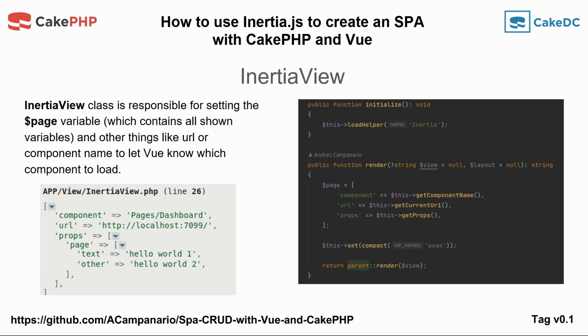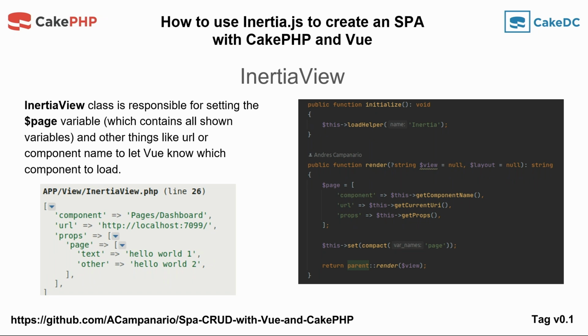Inertia view. The inertia view class is responsible for setting the page variable, which contains all the shown variables and other things like a URL or component name, to know which component to load in the app.js.